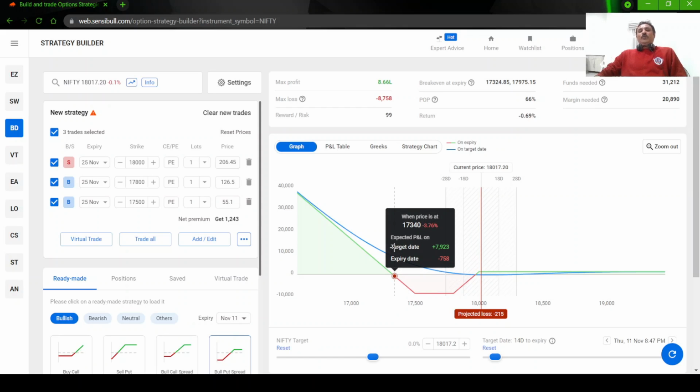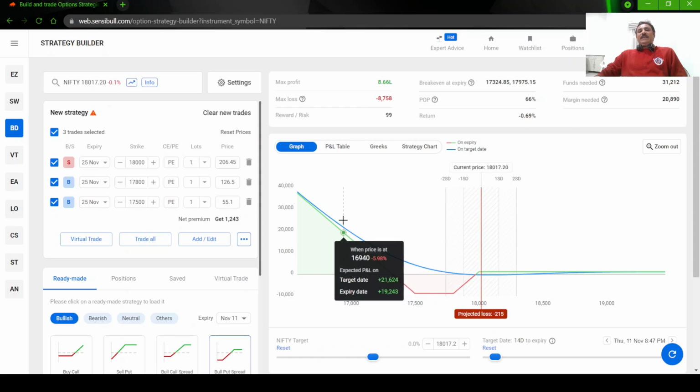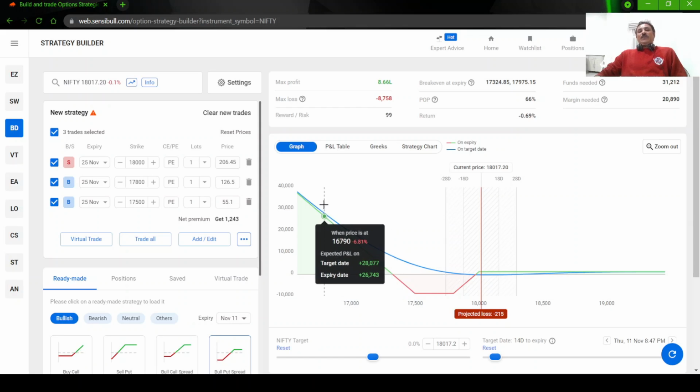Okay, you can get more money when the market goes below 17,300. Then from there all the way, this is a ladder to the heavens. You can see a huge amount of money is there. Don't go by the max profit. The max profit, this is a bearish view, right? So the max profit is given when Nifty goes to 0.